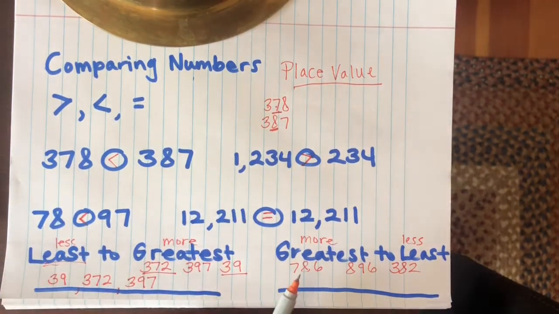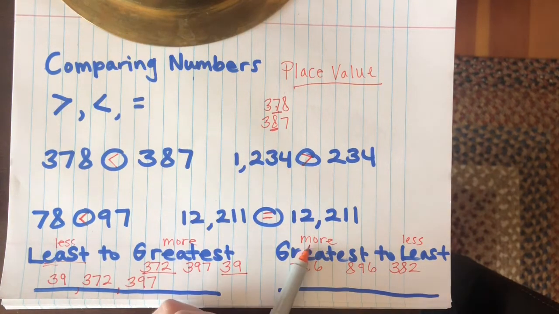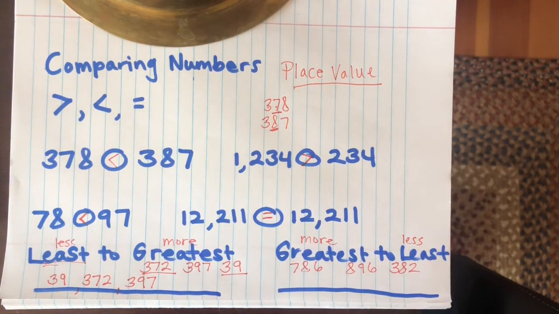The last one is 786, 896 and 382, and I want it from greatest to least. That means the one with the most to the one with the least. So I look at the greatest place value again. The greatest place value in all these numbers is the hundreds. I go ones, tens, hundreds. So there's a 3 in the hundreds, the 8 in the hundreds, and the 7 in the hundreds.